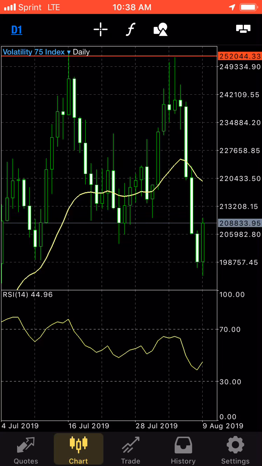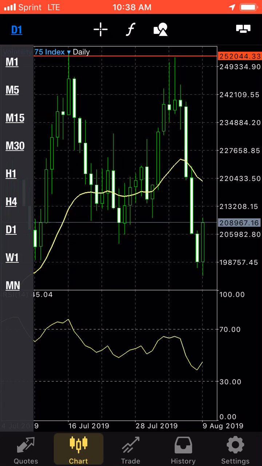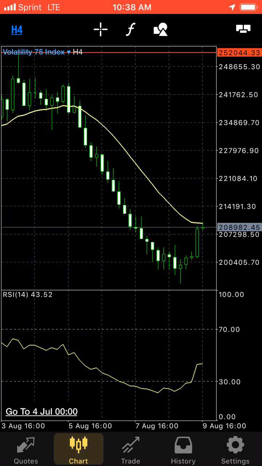The next thing you need to do is to see, okay, I was able to identify a resistance now. So how does this resistance play out on a different time frame? We're now going to go to the H4 and see what this resistance is telling us.